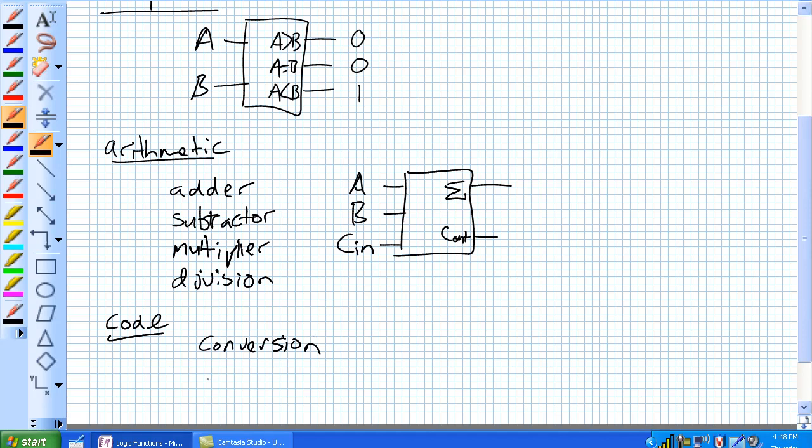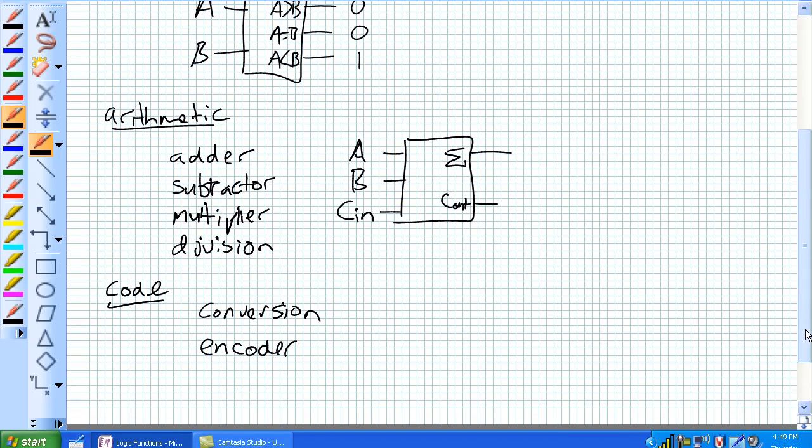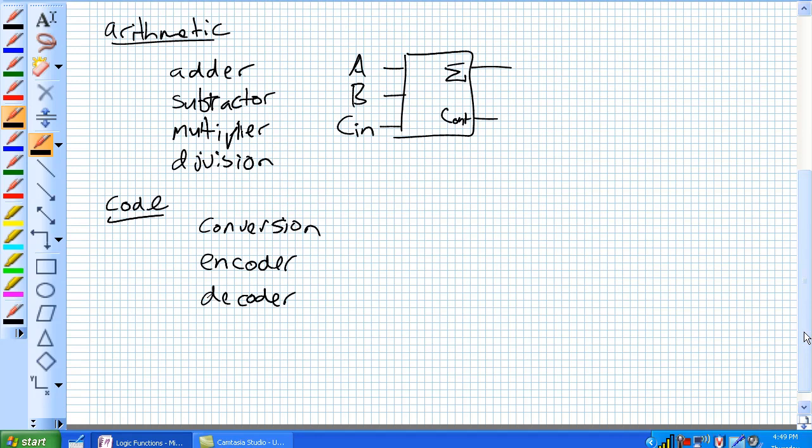The next one for codes is an encoder. An encoder recognizes the presence of an event and creates a code for it. The opposite, the decoder, detects the presence of a code and indicates the presence of that code. We'll go into those.